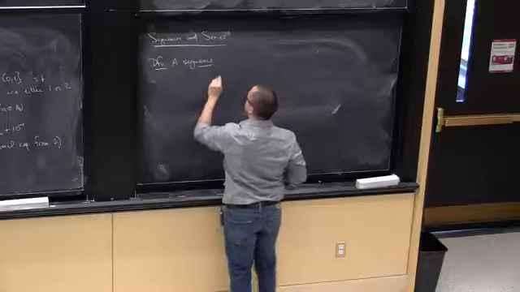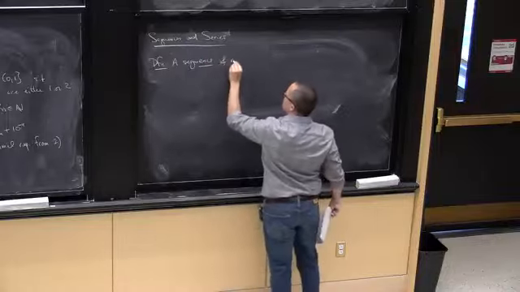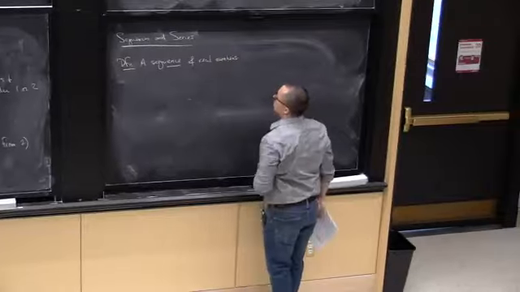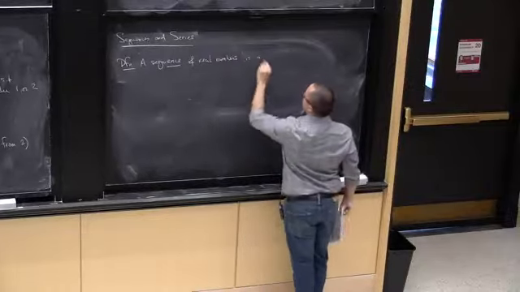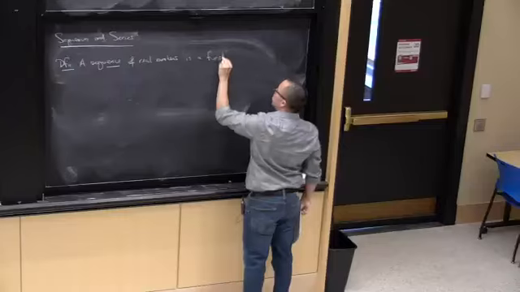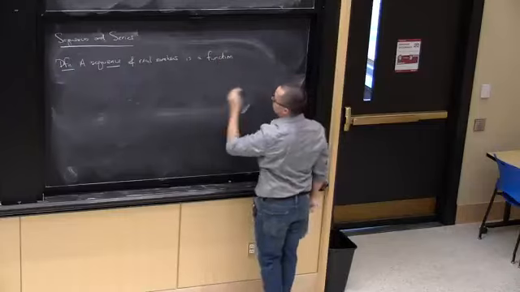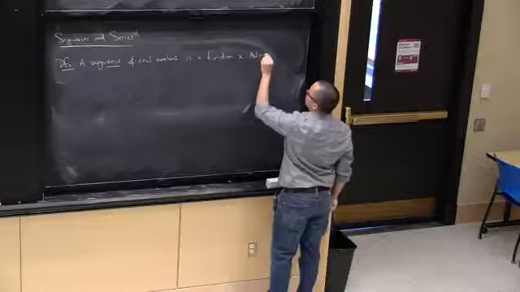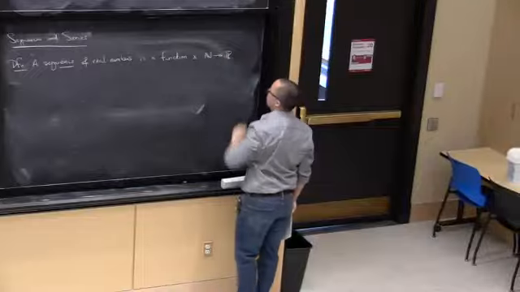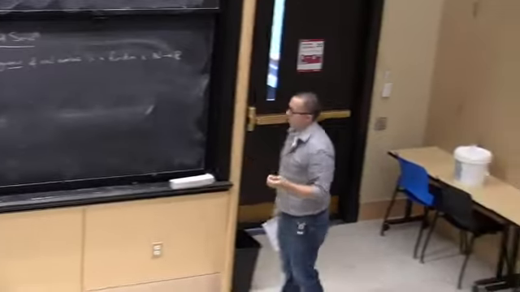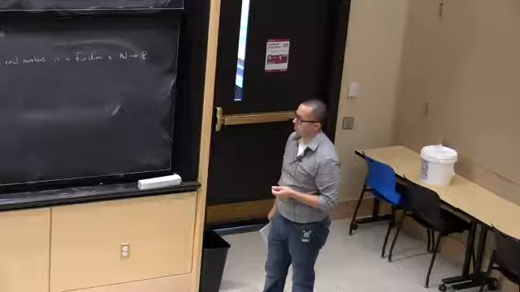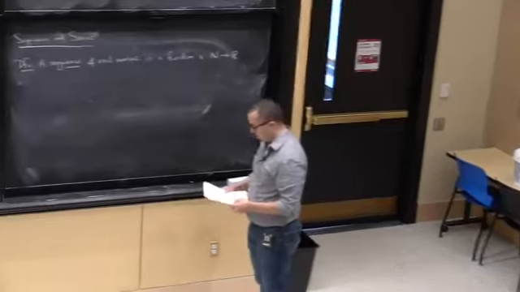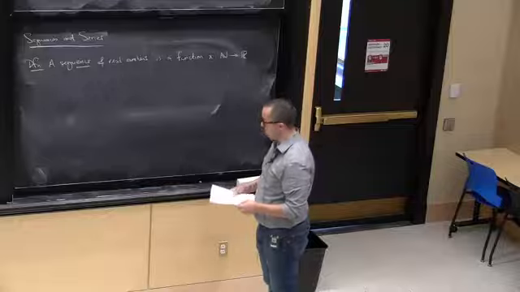A sequence of real numbers is precisely a function x from the natural numbers into R. Okay? Just a function. It doesn't have to be bijective, surjective, injective, anything. It's just a function from the natural numbers to R. So that's precisely what a sequence of real numbers is.